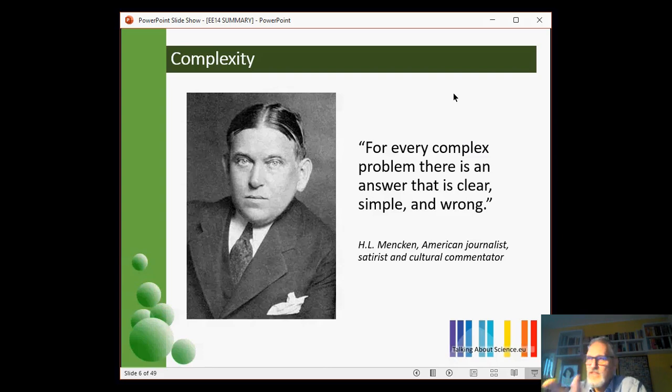But he did leave us with this rather useful quote, and it's particularly adapted to these days, I think, because there are many, many people who are proposing simple solutions to complex problems. And as Mencken said, for every complex problem, there is an answer that is clear, simple, and wrong.